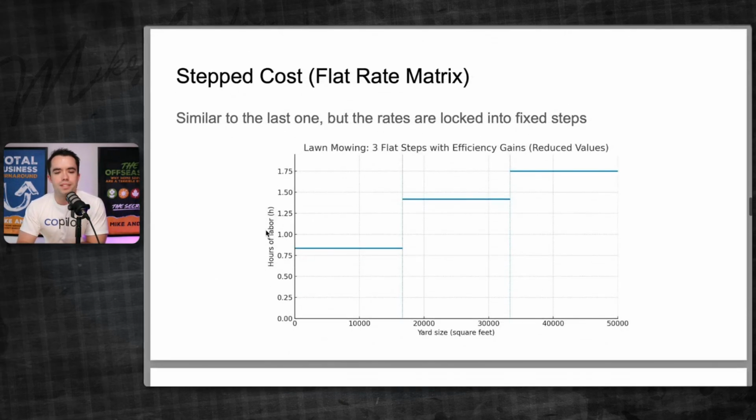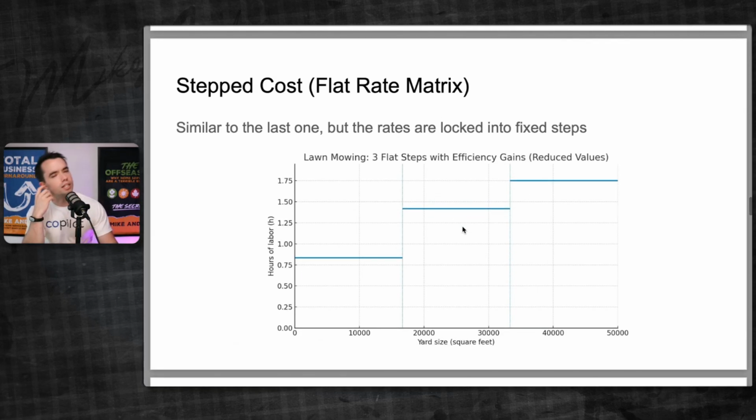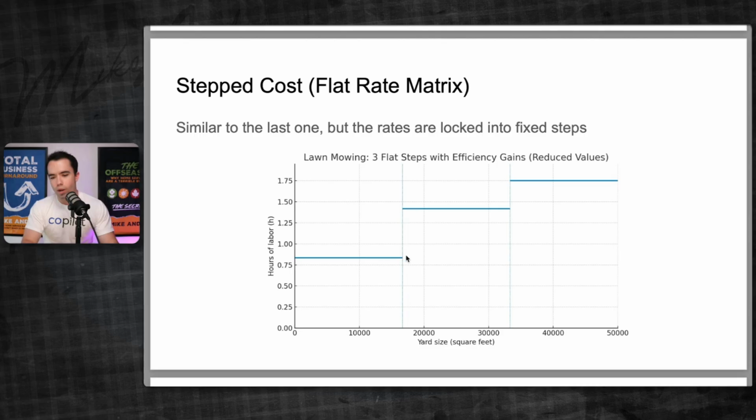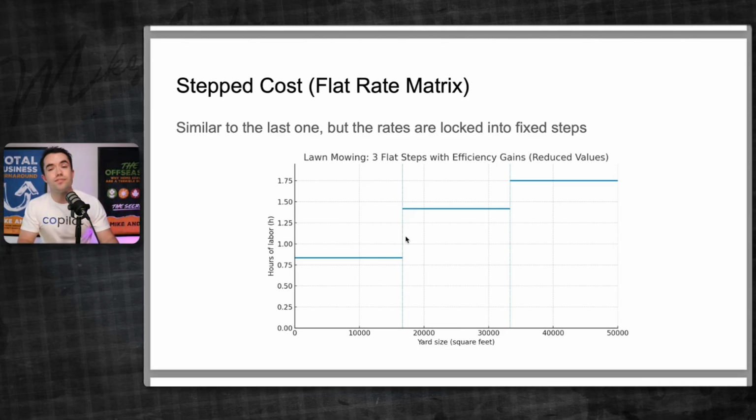Now, this is more common. Stepped cost or flat rate matrix. Similar to the last one, but the rates are locked into fixed steps. This is kind of what we use when it comes to instant quotes for small, medium, and large. It's not as accurate, right? So for example, there could be someone way up here or way down here. There's way more room for error. However, it's very, very simple.